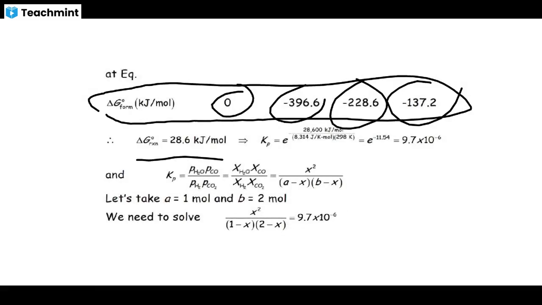So Kp is e power minus delta G divided by RT, where R is the gas constant and temperature is 298 Kelvin. So Kp is nothing but this.